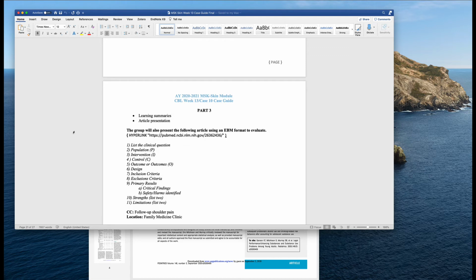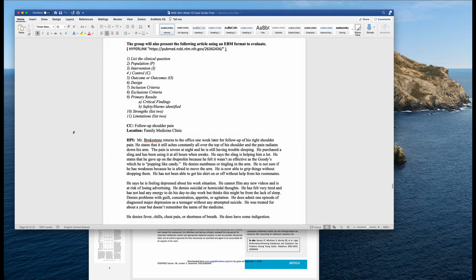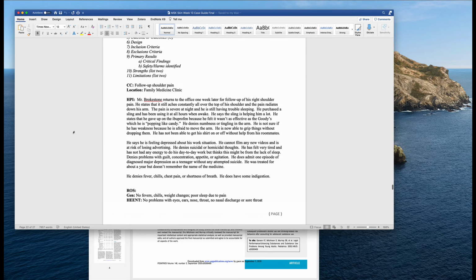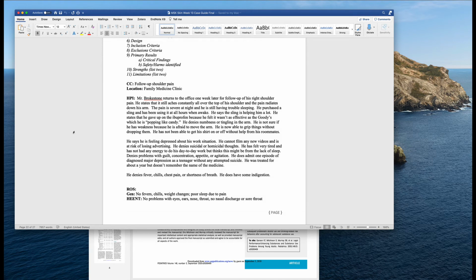In part 3, they're going to go through the article, and we'll spend a couple minutes highlighting that at the end of this. So Mr. Brookstone returns. He's feeling a little bit better in terms of he doesn't have any more numbness and tingling, but still having quite a bit of pain and feeling pretty depressed just generally about the fact that he hasn't been able to get back to his regular activities.